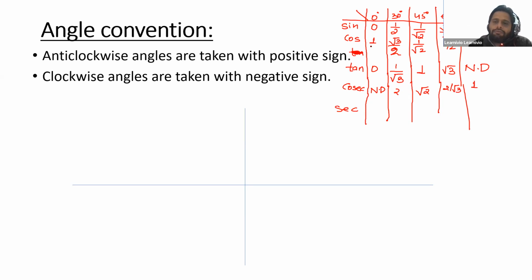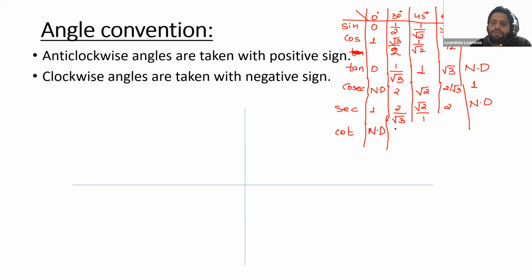So divide this. 1 by 1 is 1. This is what? 2 by root 3. 2 by root 2 is root 2. This is what? 2 by 1, which is 2. And this is again 1 by 0, so not defined. Finally, we have a cot. So cot is what? 1 by tan. 1 by 0 will give us not defined.